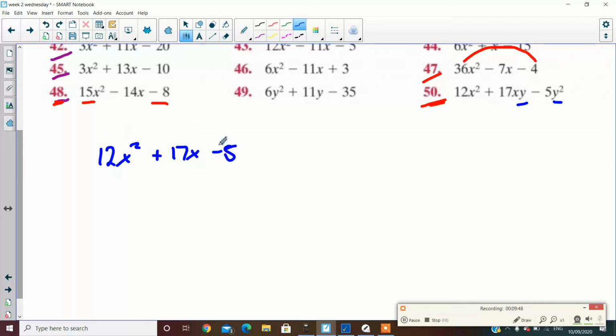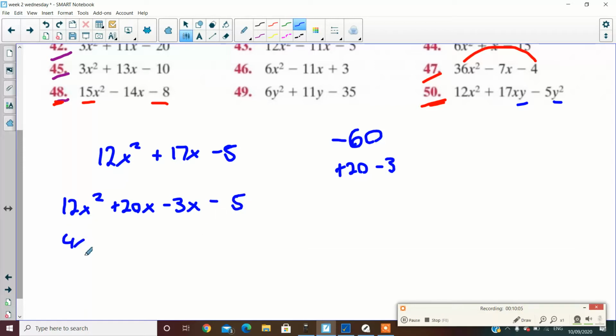The reference number is minus 60, which is a plus 20 and a minus 3. You get 12x squared plus 20x minus 3x, minus 5. Take out 4x and you get 3x plus 5. Take out minus 1 and you get 3x plus 5. And then put them into brackets.